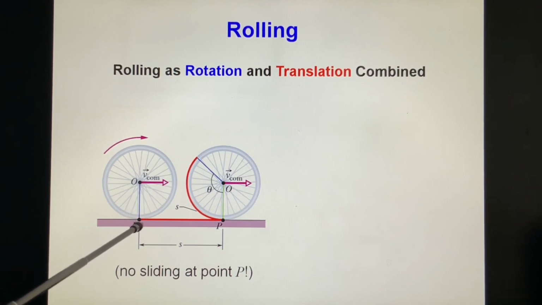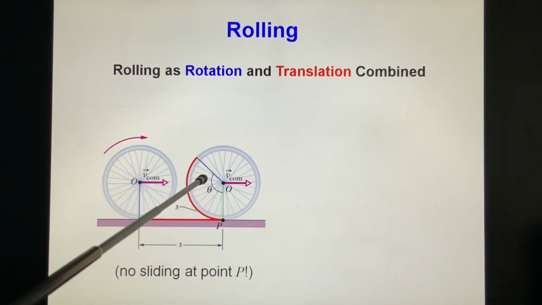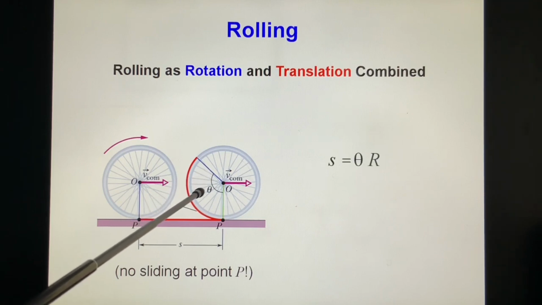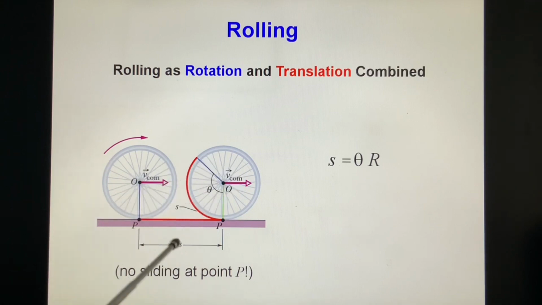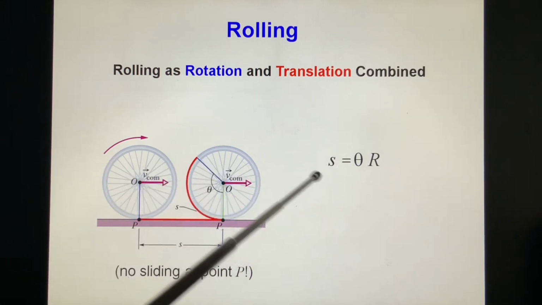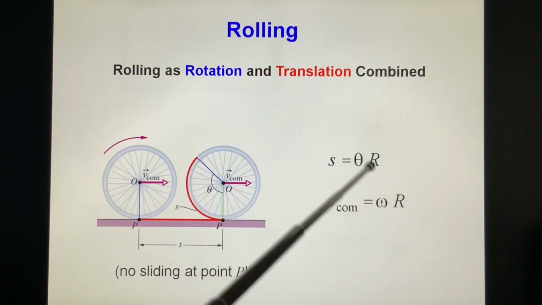After time t, it goes to this point. And this is S. And we know if there's no sliding, this arc is equal to S. And this S equals r theta, or theta r. And the velocity of the center of mass is ds/dt. We do the ds/dt, and we find the velocity of the center of mass equals d theta/dt times r, which is omega r.